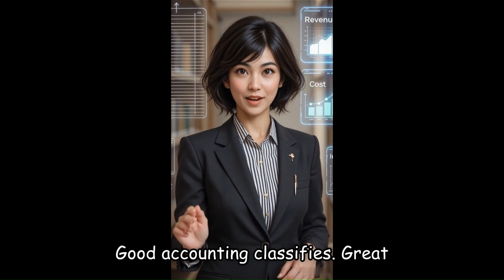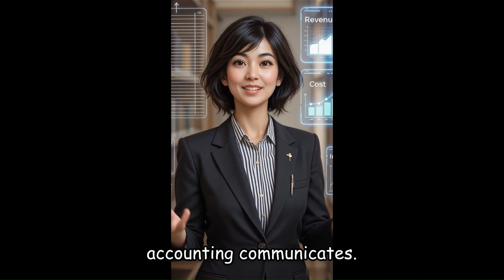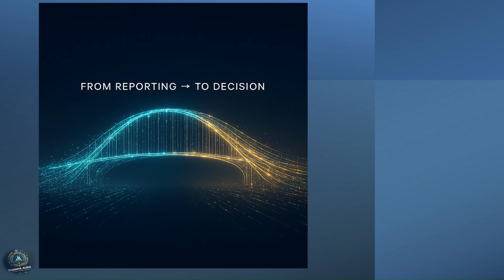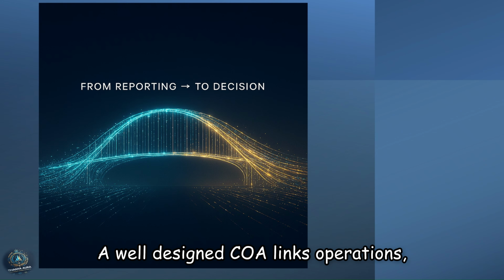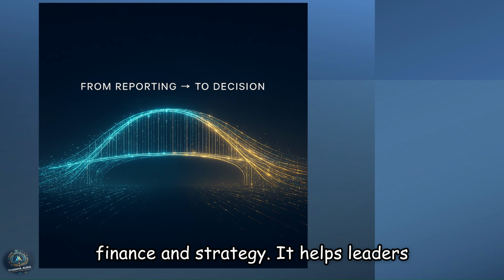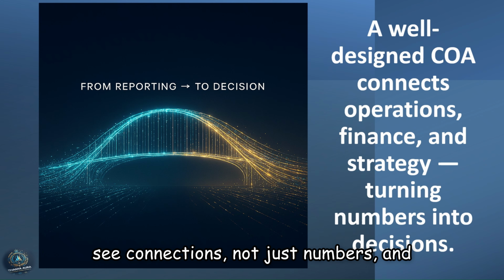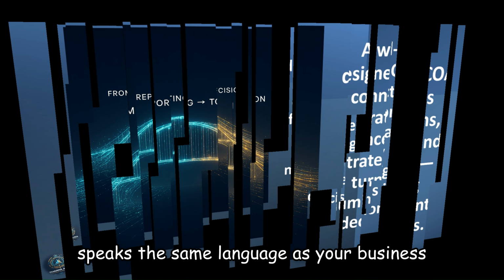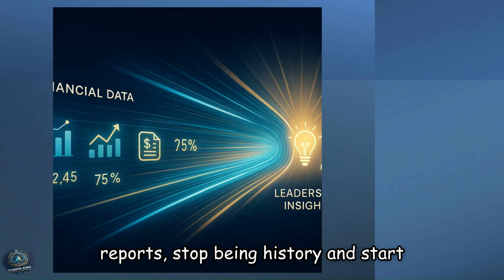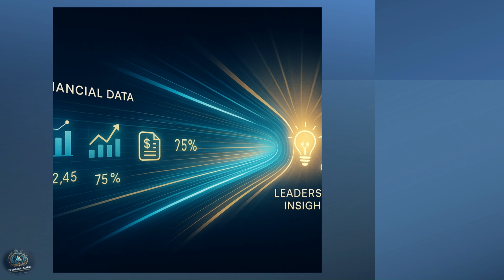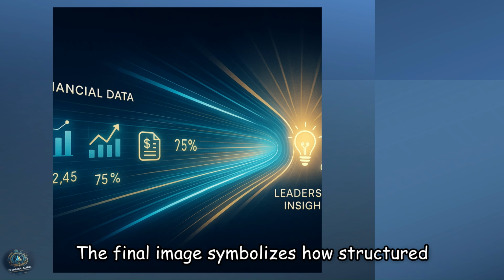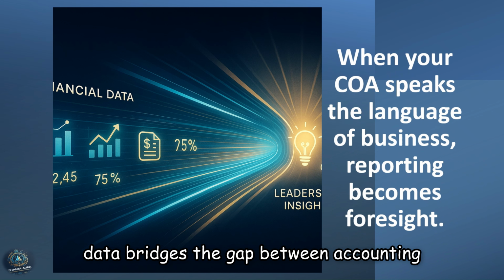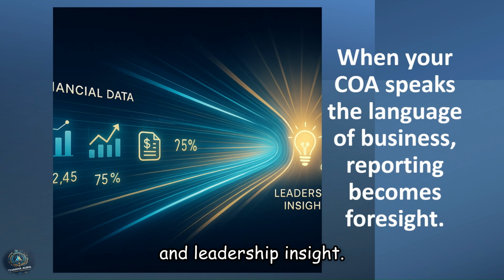Good accounting classifies. Great accounting communicates. A well-designed COA links operations, finance, and strategy. It helps leaders see connections, not just numbers, and act faster with confidence. When your COA speaks the same language as your business, reports stop being history and start becoming foresight. The final image symbolizes how structured data bridges the gap between accounting and leadership insight.